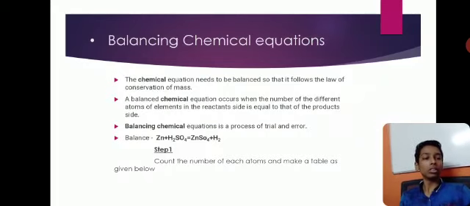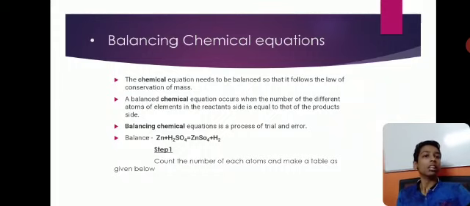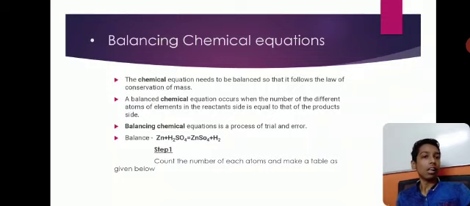Now let's move towards the next topic, that is balancing chemical equations. The chemical equation needs to be balanced so that it follows the law of conservation of mass. A balanced chemical equation occurs when the number of atoms of different elements on the reactant side is equal to that on the product side. Balancing a chemical equation is a process of trial and error. So we will see an example.